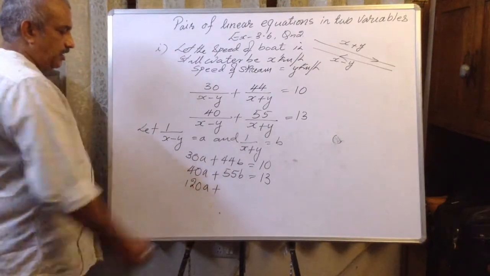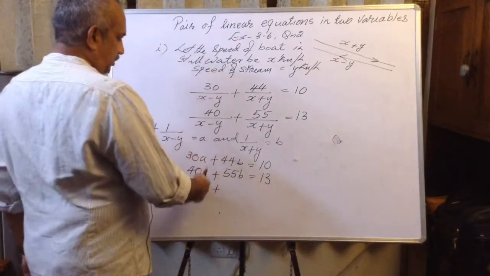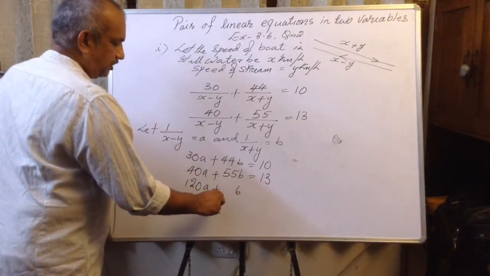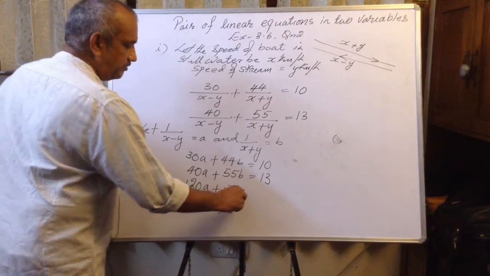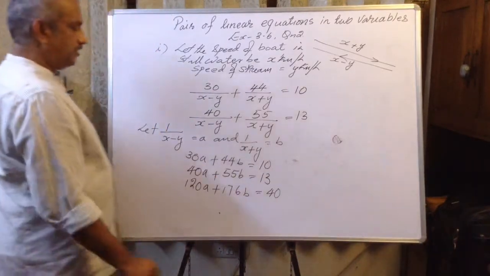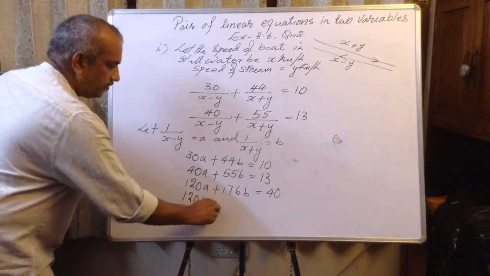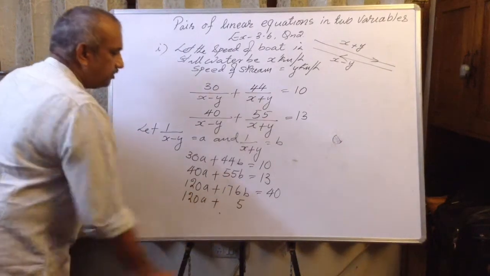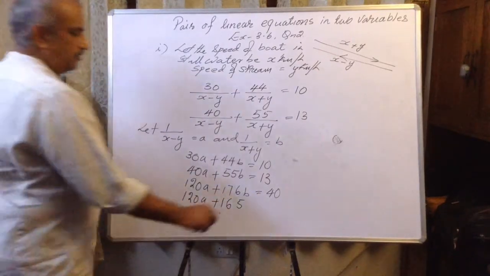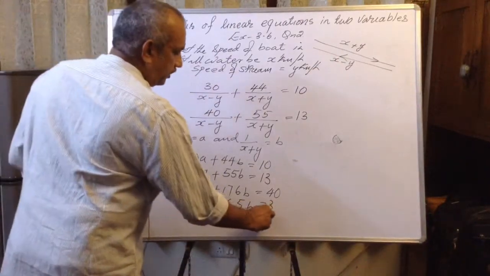I'm going to make the LCM of 30 and 40 as 120. Now 30 into 4 is 120. 4 4s are 16, so 4 4s are 16 plus 176b is equal to 4 10s are 40. Now the second one I am going to multiply by 3. 120a plus 3 5s are 15, 3 5s are 15 plus 165b is equal to 13 3s are 39.